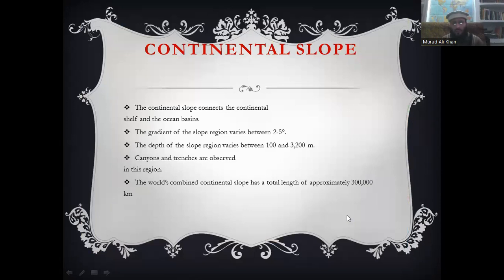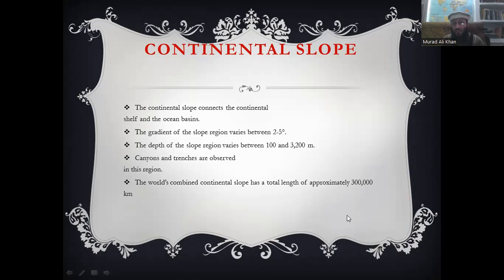The next landform of the ocean is the continental slope. Just when the continental shelf ends, the break that is known as the shelf break, after it the continental slope starts. It is a bit steeper, and the gradient of the slope is from 2 degrees to 5 degrees, and the depth of the continental slope varies. It might be 100 meters, or it sometimes reaches 3200 meters. This is almost equal to the depth of the oceans.